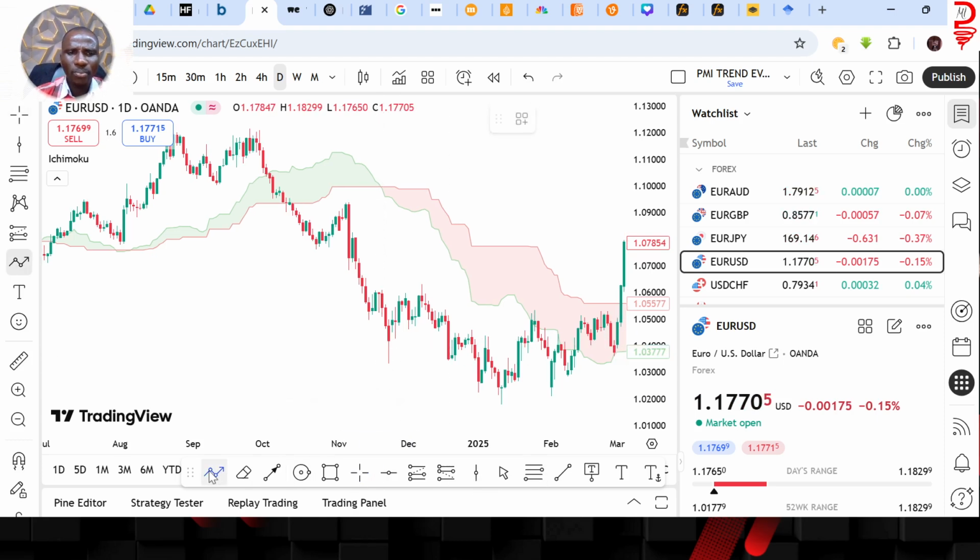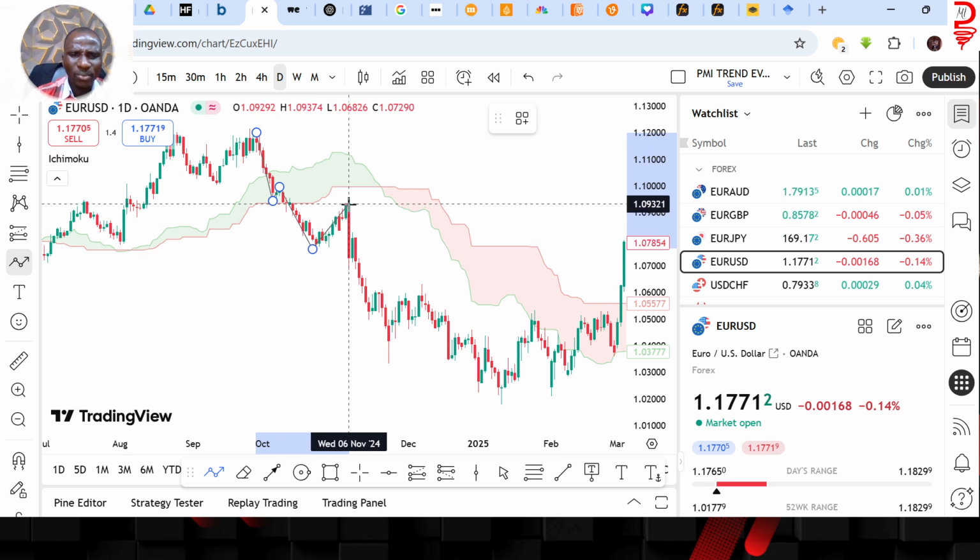You start from, let's say, this top. This is an impulse wave to the downside. You notice that we have 2 corrective, bullish candlesticks. Are you seeing it now? This is another wave. You see that now? This is another wave. This is another wave. Now, this is what I'm talking about.